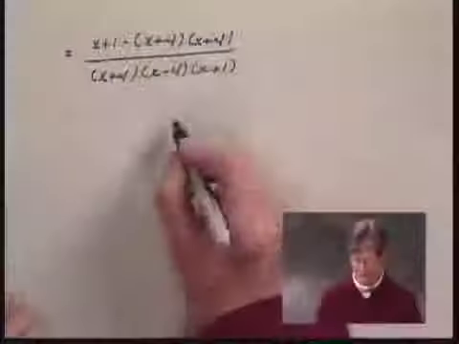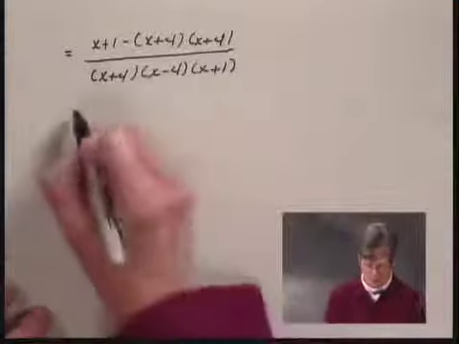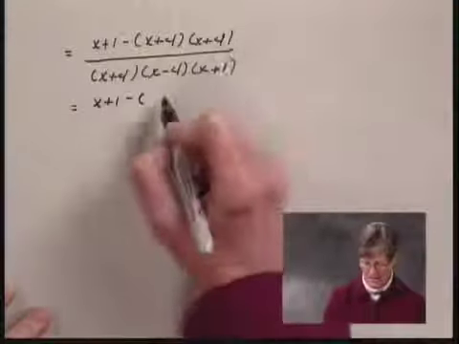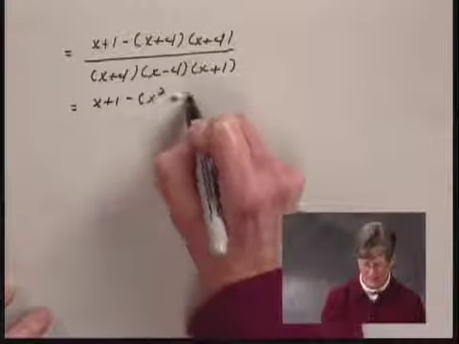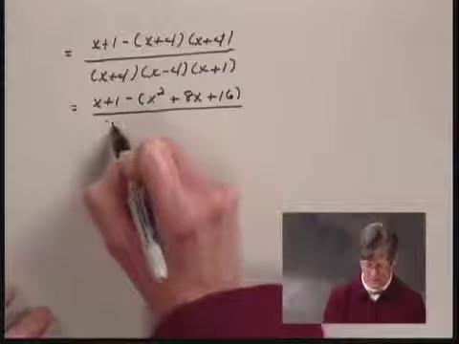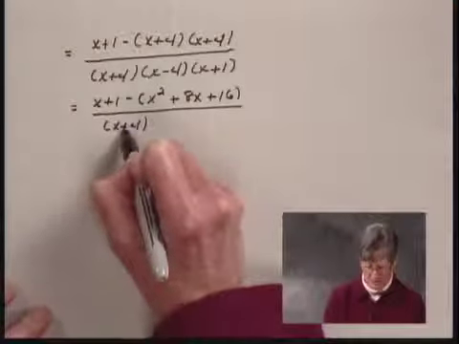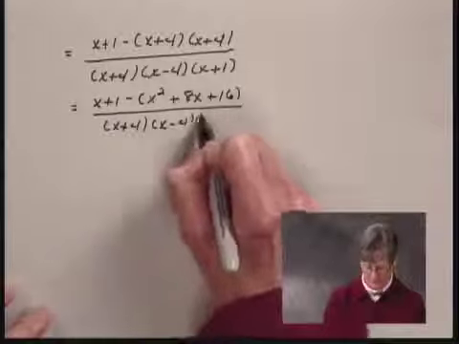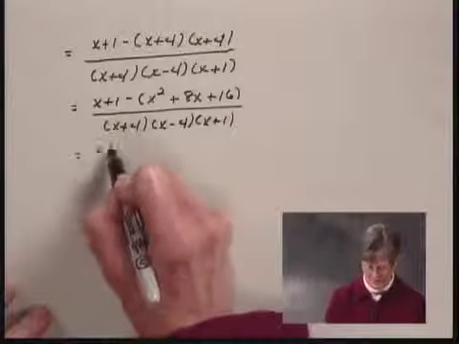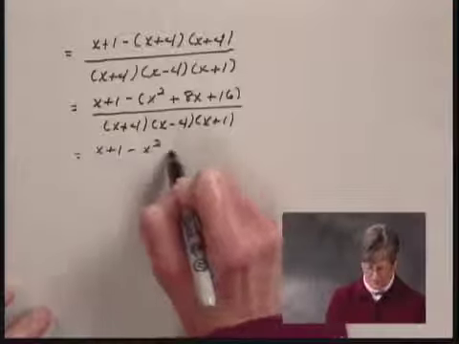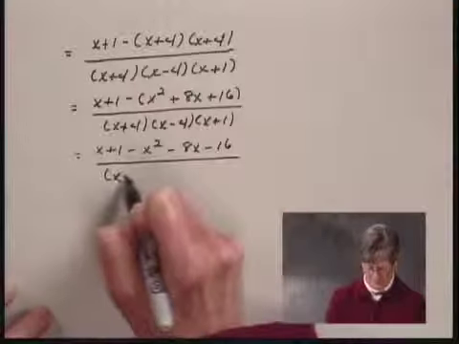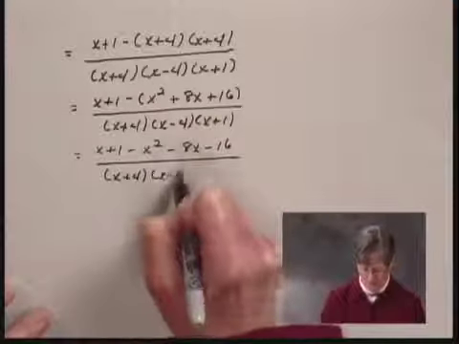And the next thing that we need to do is to do this multiplication in the numerator. So we have x plus 1 minus x plus 4 times x plus 4 is x squared plus 8x plus 16. And this is over the common denominator. And now let's remove these parentheses. That gives us x plus 1 minus x squared minus 8x minus 16. And we'll rewrite the denominator.